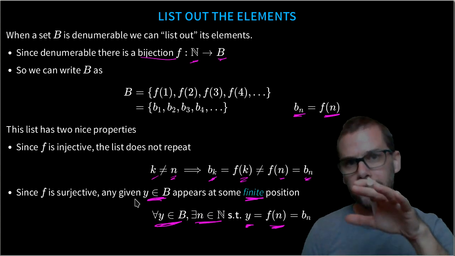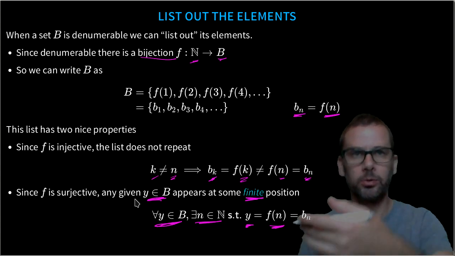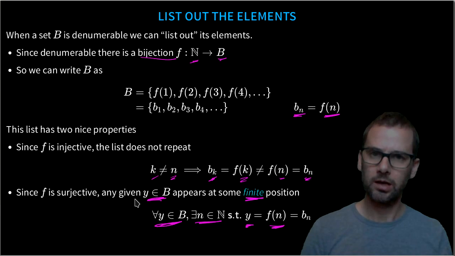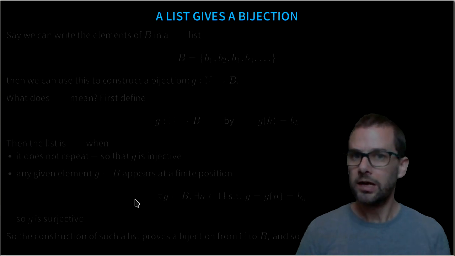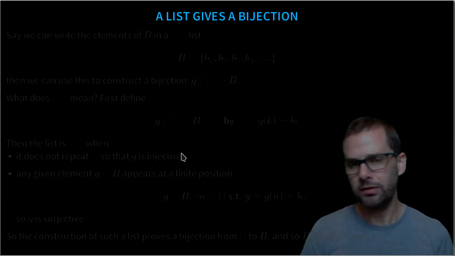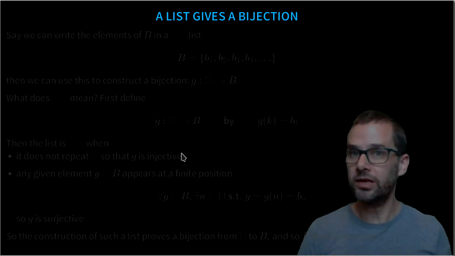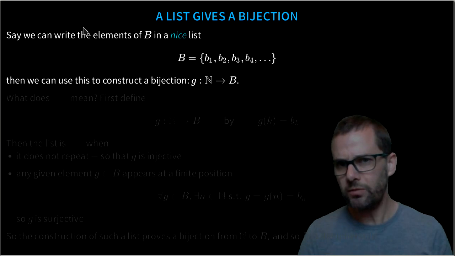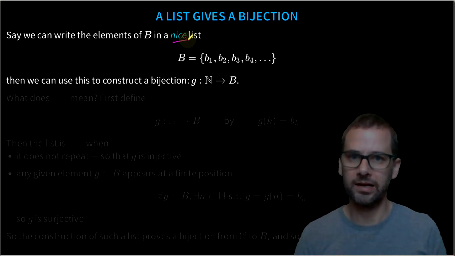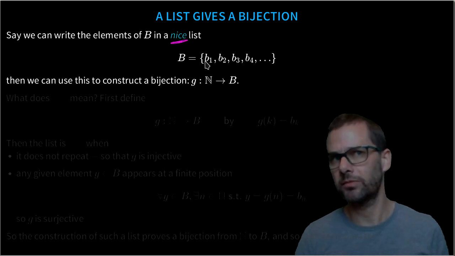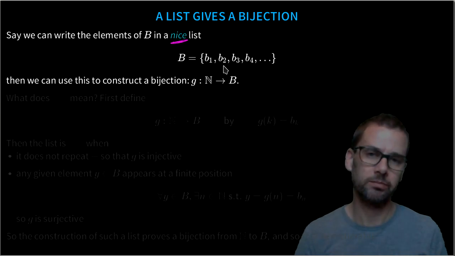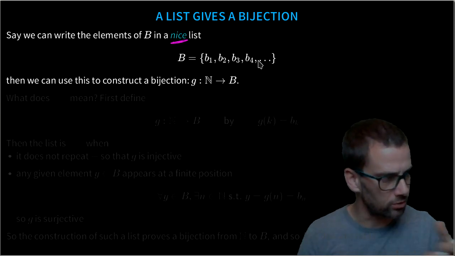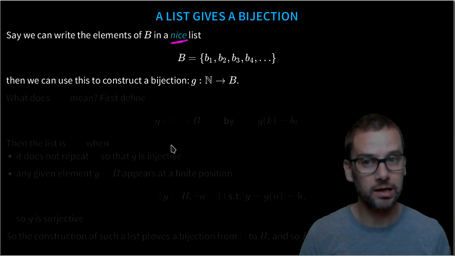Now notice, this is saying that if a set is denumerable, then we can list out its elements. But we can actually turn this around. If we can list out the elements nicely in a similar way, then this is giving us a bijection, and so telling us the set is denumerable. So say we can write out the elements of B in a nice list, and we'll explain what nice means in a moment. So we'll write B as b1, b2, b3, b4, and so forth. So we're writing out all the elements of B in a list like this.